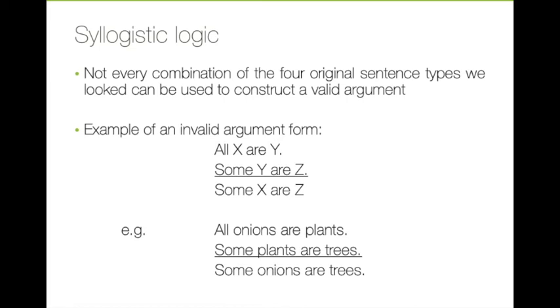Here's an example where the substitution instance is chosen such that it illustrates that this argument is invalid. We've got 2 true premises and a false conclusion. So onions is substituted for X, plants for Y, and trees for Z. All onions are plants. Some plants are trees. Both true. False. Some onions are trees. Since we have 2 true premises and a false conclusion, we're showing that this argument is invalid.